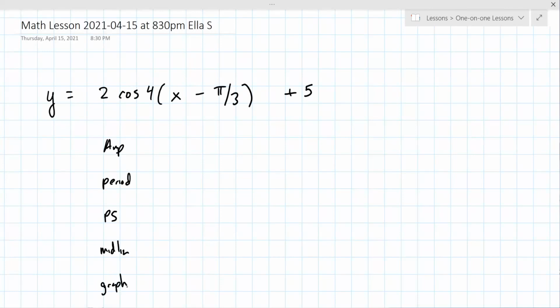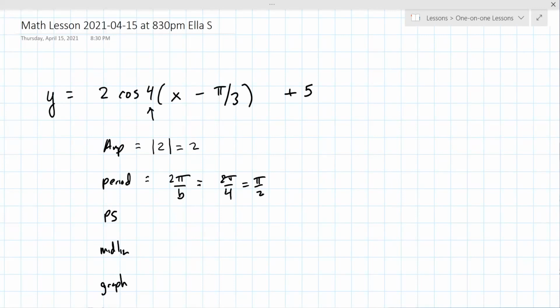Okay, so can you tell me the amplitude of this? Is it 2? Yes. Okay. The period is 2 pi over b. Do you know what the b value is in this equation? 4. So 2 pi over 4, and that reduces to pi over 2.